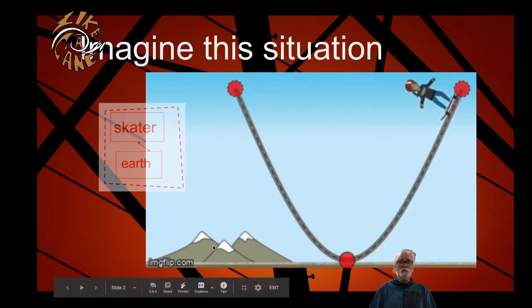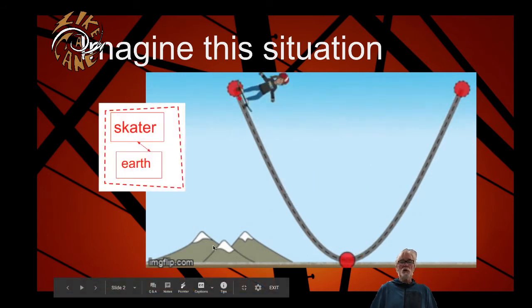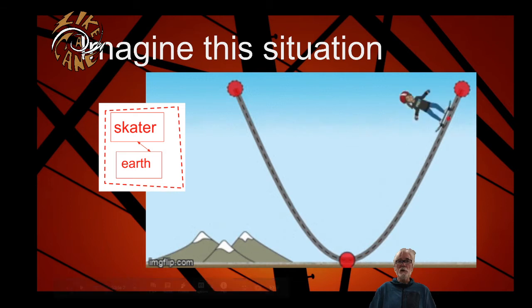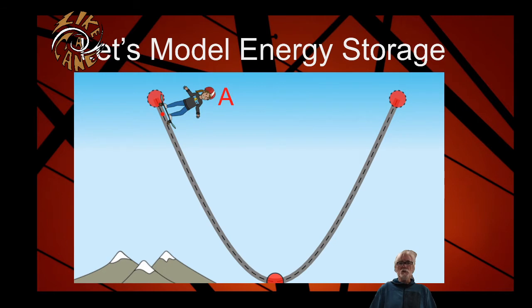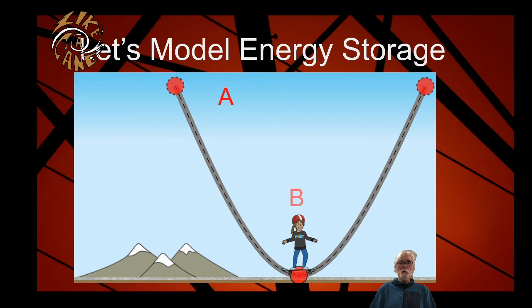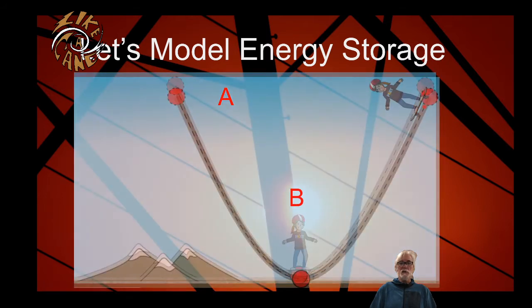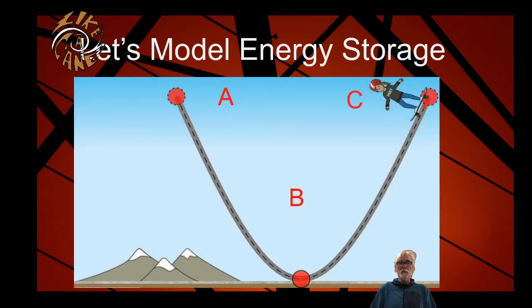As we use this example, we'll be assuming a closed system that includes both the skater, including her skateboard, and the Earth. Let's model energy storage as it changes over three positions. A will be at the top left of the half pipe, B will be at the very bottom, and C will be up on the right-hand side at the top.